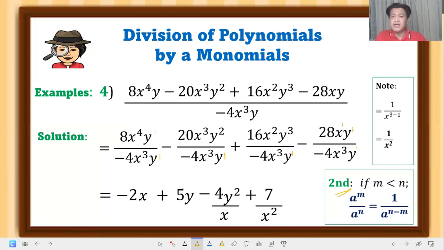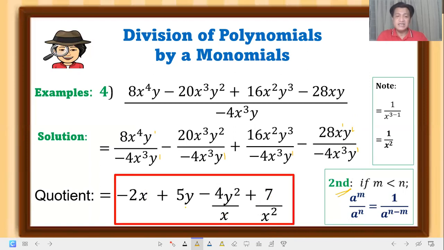Di ba meron siyang 1 na exponent? Ibig sabihin, same base sila, same exponent. So yan yung sinasabi natin 1, no? Kasi 0 na yung value ng exponent nila. And that will become y raised to 0, and that is 1 times 7, kaya 7 na siya. Meaning to say, the final answer or the quotient now is negative 2x plus 5y minus 4y squared over x plus 7 over x squared.